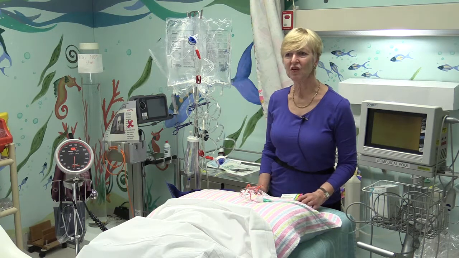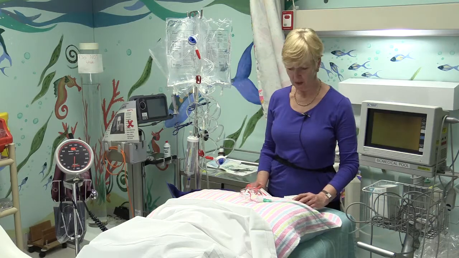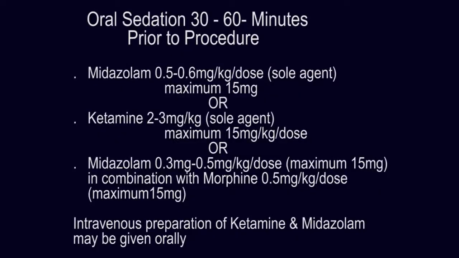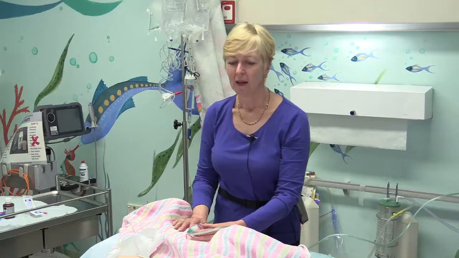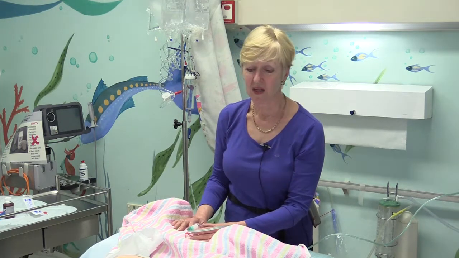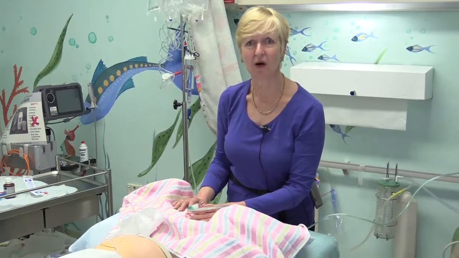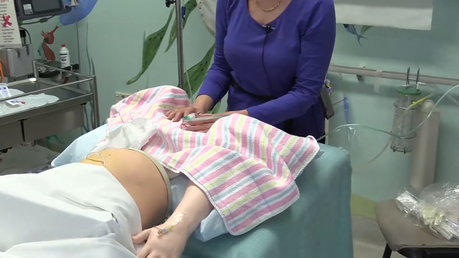It's very important that we sedate the child. The types of sedation would depend on what is available locally and what is your preferred option. The types of things that we use are midazolam and ketamine, or midazolam and oral morphine, or in some situations chloral hydrate may be a preferred option.